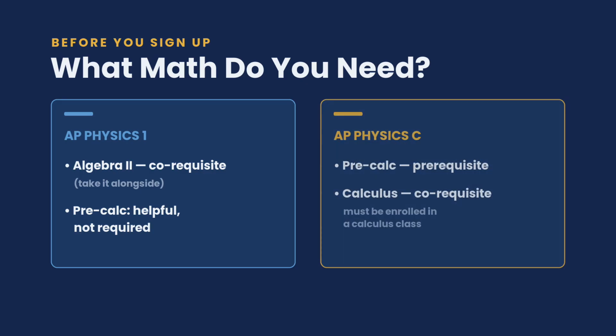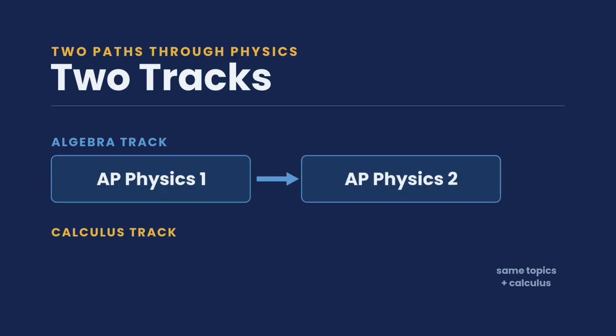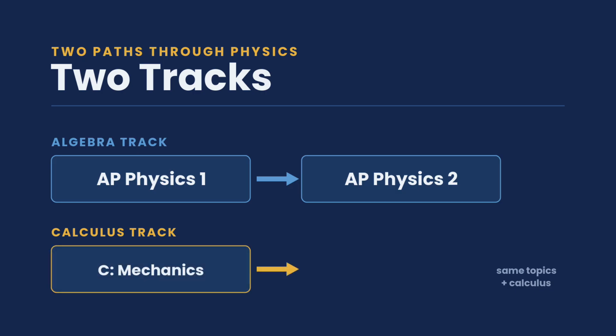For AP Physics C, pre-calc is an absolute prereq, and calculus is a co-req. That is, you need to be already enrolled in a calculus class to be able to sign up for AP Physics C. If you can't do calculus, you can't do AP Physics C. So you can think of AP Physics 1 and 2 as a track of content in physics. That's an algebra-based track. And there's a second track, which is AP Physics C, Mechanics and E&M. These 2 courses cover the same material pretty much as 1 and 2, except they're integrating calculus the whole time.